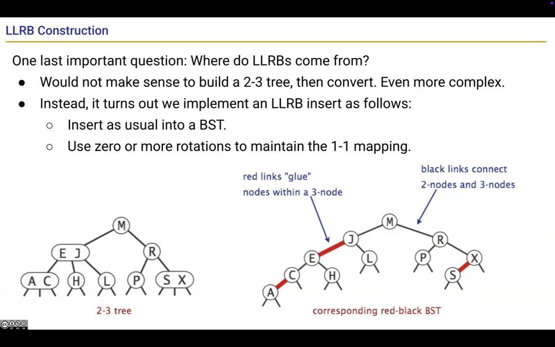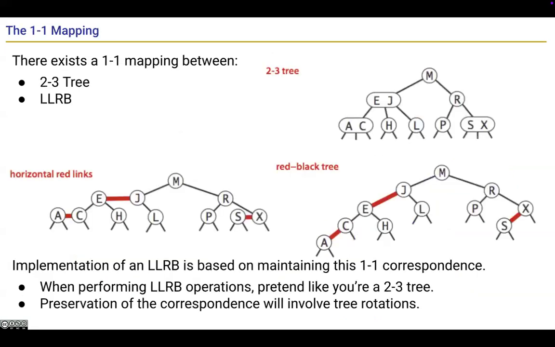A lot of people won't go through the 2-3 tree to get there, but I think, as does he, that this just helps get us to there. Does that make sense? Okay, so this is a helpful way of being like, oh, this is the 2-3 tree, and this is how I'm going to construct my LLRB from that. Okay, so the way we're going to get there, yep.